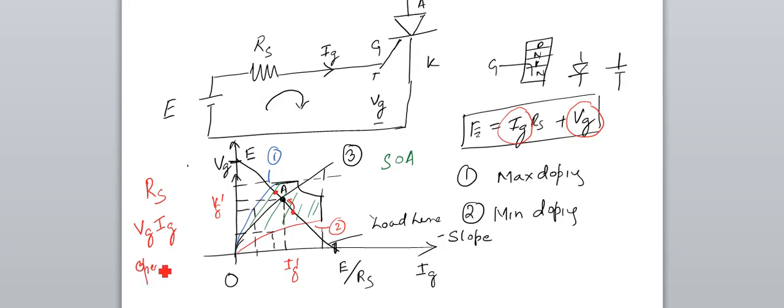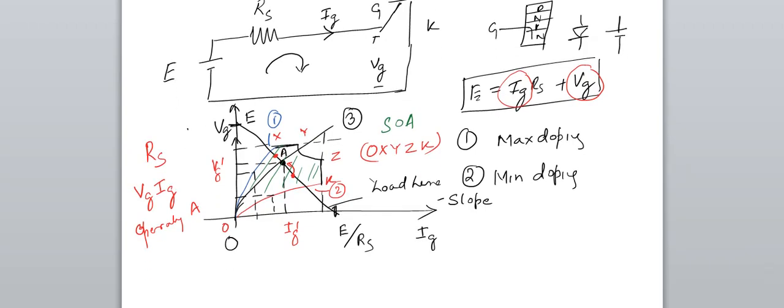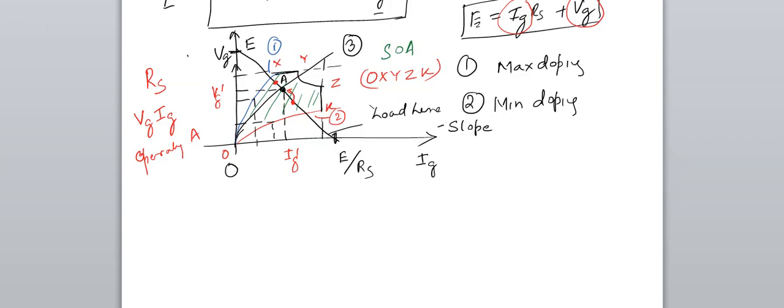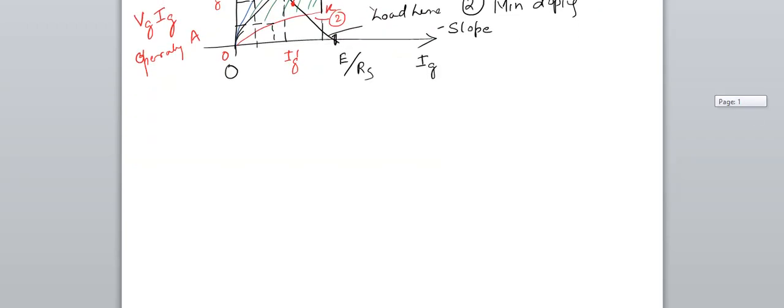Here the operating point is at A. We are not going around this. And what is the safe operating zone? The safe operating zone, you can say, is O X Y Z K. So this curve is O X Y Z K. This is the area or the curve where you need to operate your gate circuit. Next, let us do one numerical and you will get to know how it works.